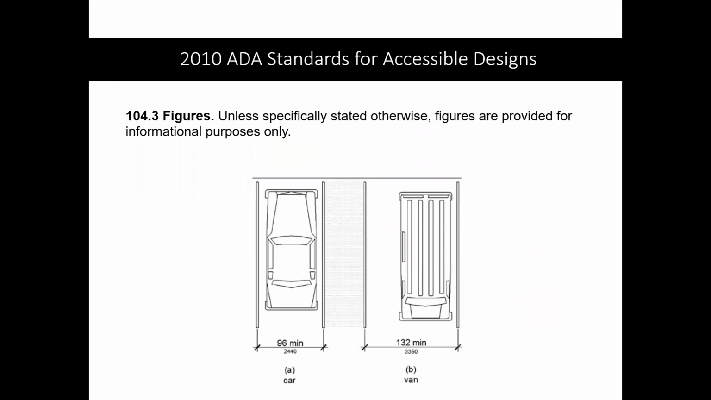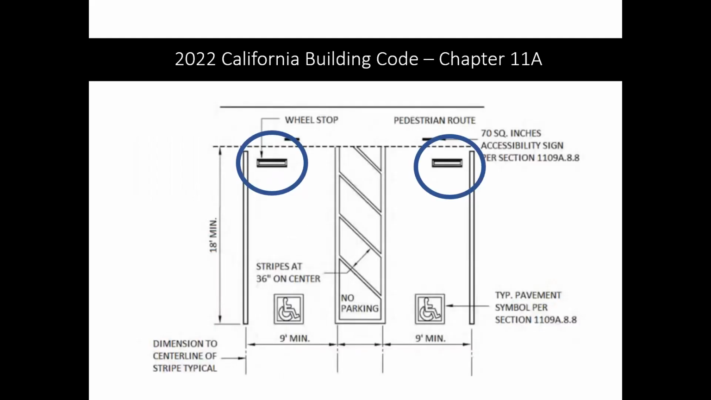Section 104.3 on figures in the 2010 ADA Standards states that unless specifically stated otherwise, figures are provided for informational purposes only. In California, Division 7 on figures in the CBC, Chapter 11A, states that diagrams illustrate the specific requirements of these regulations and are intended only as an aid for building design and construction.